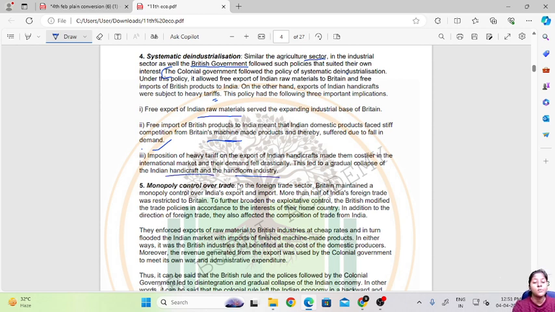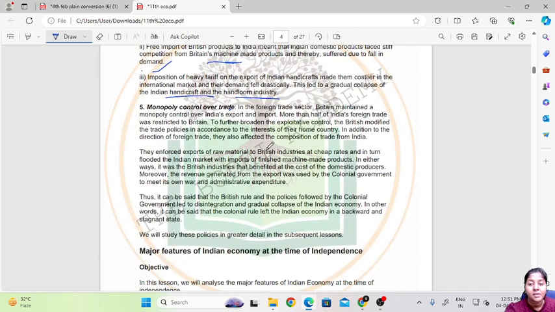Then the next point is monopoly control over trade. In the foreign trade sector, Britain maintained a monopoly control over India's export and import. Monopoly is when one party controls the full organization single-handedly. More than half of India's foreign trade was restricted to Britain. And to further broaden the exploitative control, the British modified the trade policies in accordance with the interests of their home country. In addition to the direction of foreign trade, they also affected the composition of trade from India.